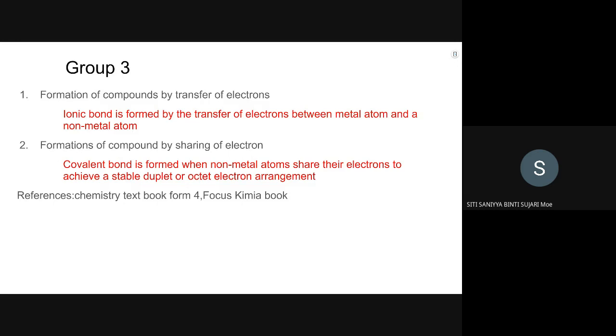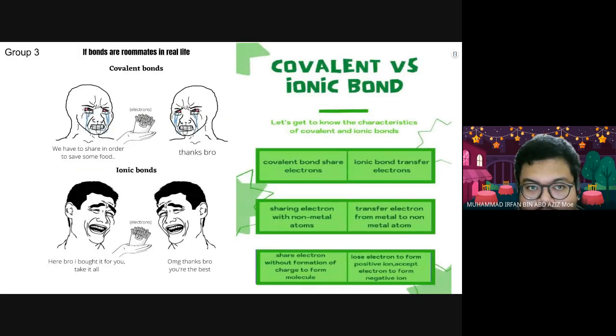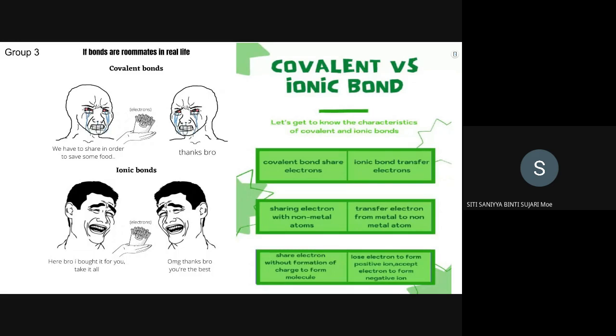Hello. Can everyone hear me? Yes. Okay, for question 1, formation of compounds by transfer of electrons. Ionic bond is formed by the transfer of electrons between a metal atom and a non-metal atom. Formation of compounds by sharing electrons is covalent bond. Covalent bond is formed when non-metal atoms share their electrons to achieve a stable doublet or octet electron arrangement. Okay, wait. Alright. Group 3, for the meaning part, covalent bond needs to share their electrons, while ionic bond just donates their electrons.